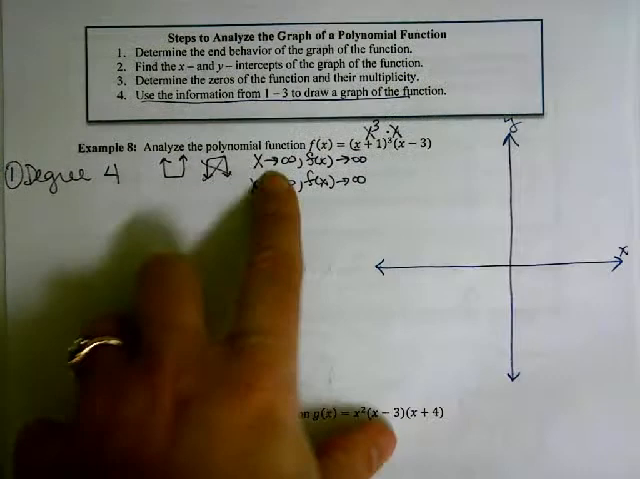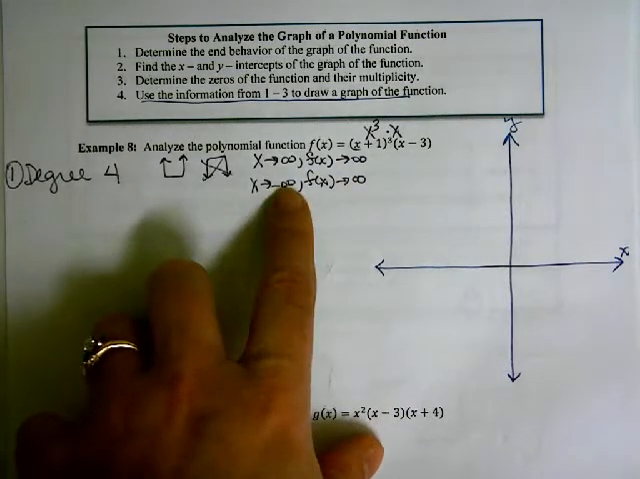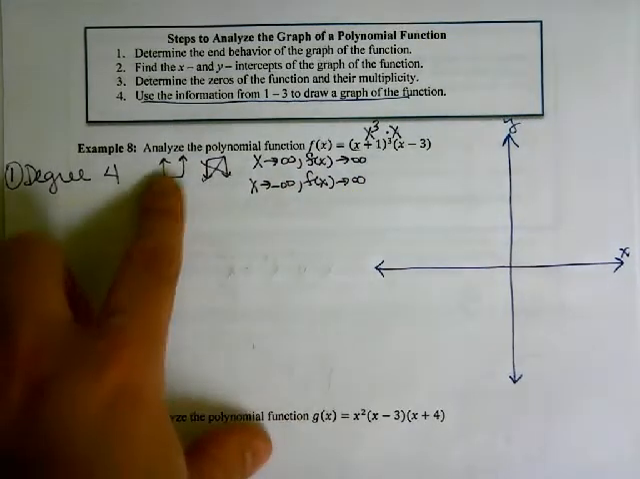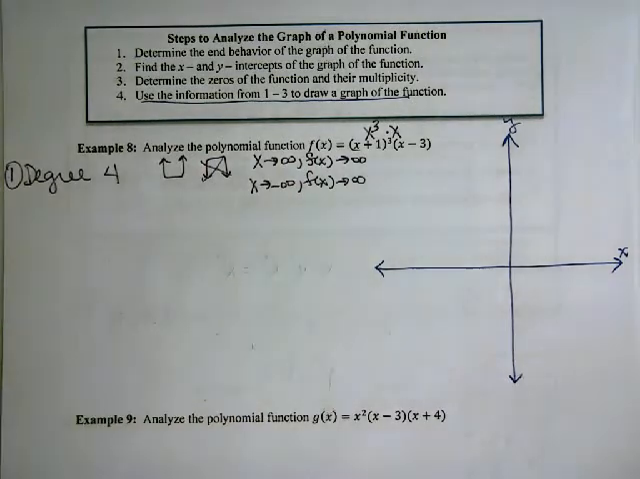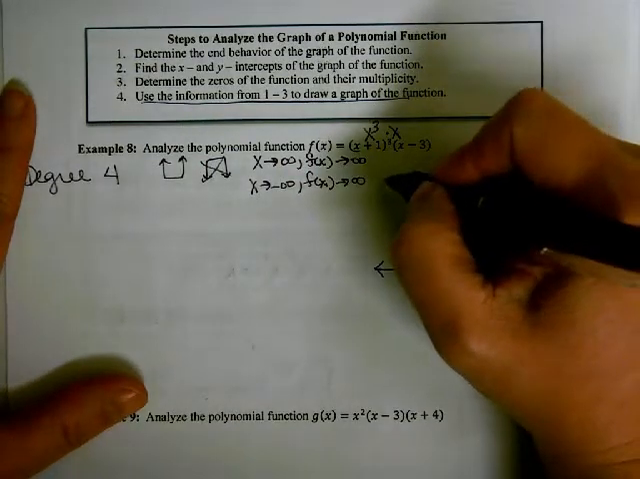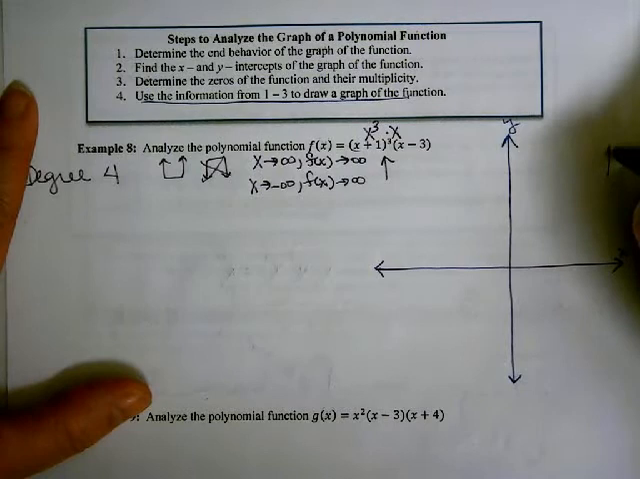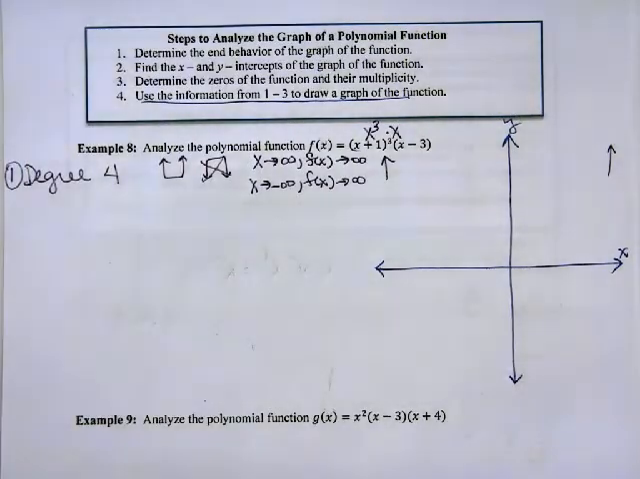Said another way, as x goes right, y goes up. As x goes left, y goes up, which is what this is, right? As a note to myself on my graph: don't forget that in the end, you've got to go up on both sides.